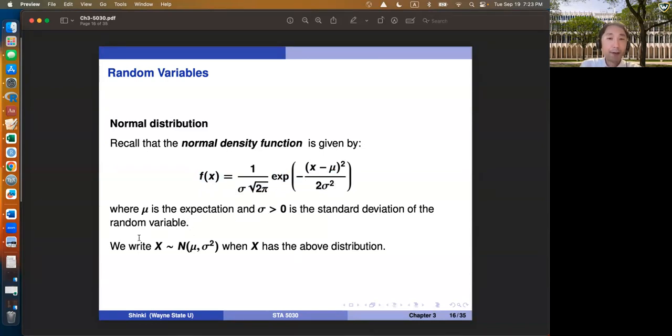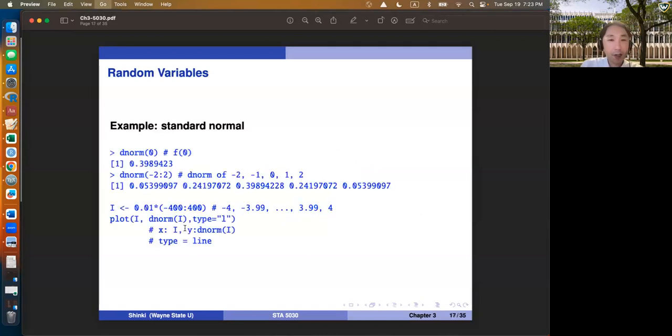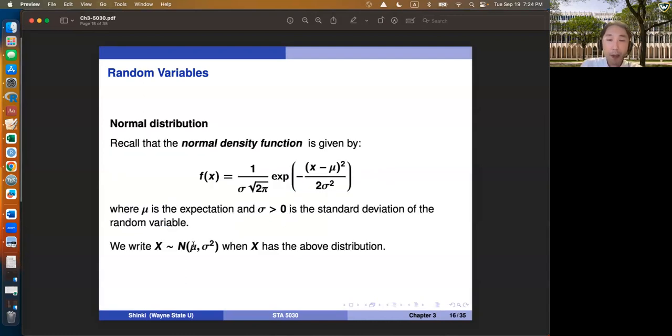But in general, we can define this random variable with any positive sigma. Then we can use this function in R, and we can specify the population mean and the population standard deviation within the functions pnorm, qnorm, dnorm, and rnorm.